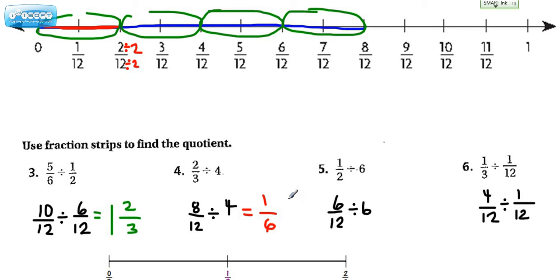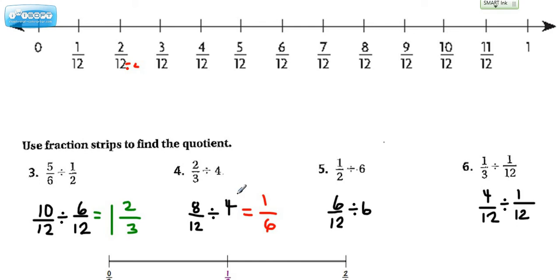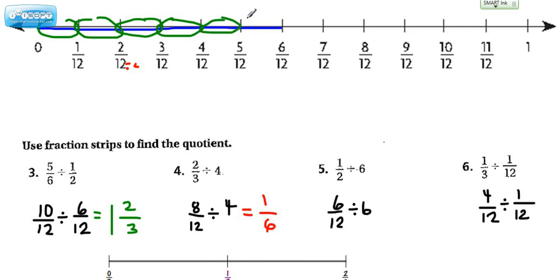All right, let's look at number 5. Number 5 is a half. Our dividend is a half. Let's shade in a half, which is equal to 6/12. So a half is here. We're going to break that up into 6 groups: 1, 2, 3, 4, 5, 6 groups. Now the question is, how much is in each group? That's going to be this amount right here. How much is that value? Well, it's 1/12. Let's put that in the answer space.